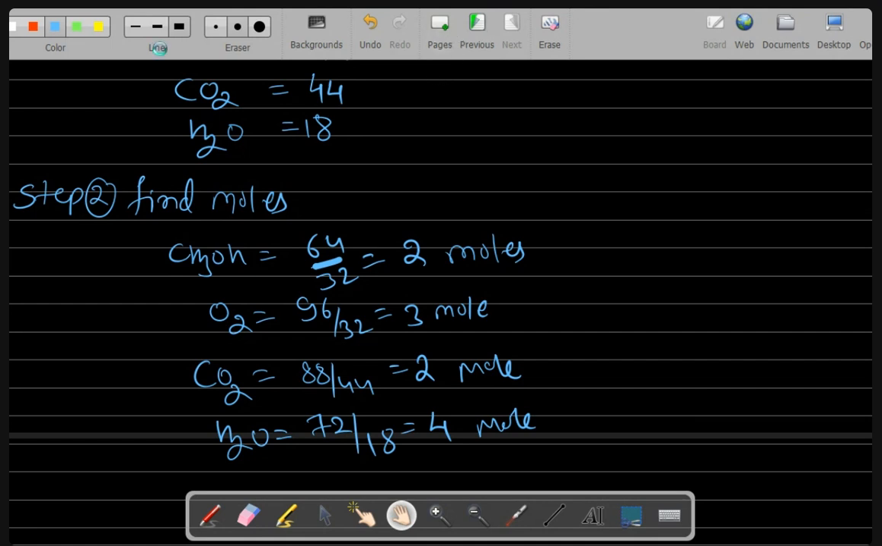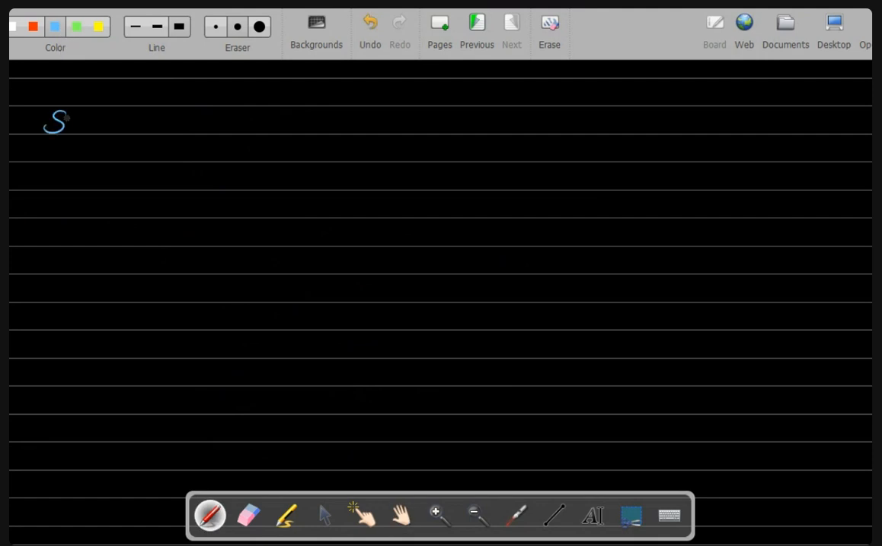Correct ratio. So now in step 3 we can write the balanced equation. First of all, write the reactant CH3OH reacting with O2, producing CO2 and water, H2O.